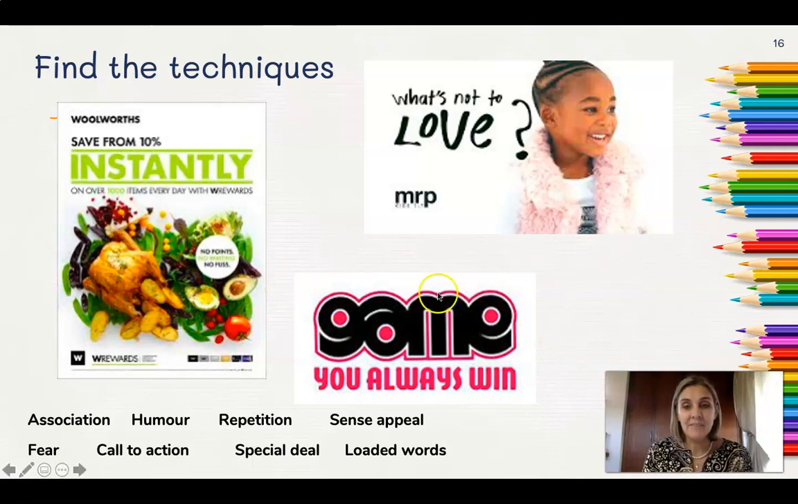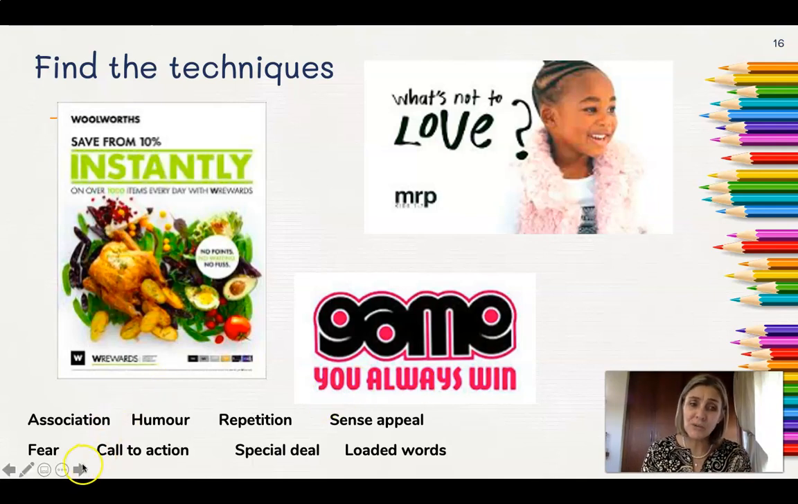And then game, you always win at game. Also loaded words, always, which means whenever you go to game, there's going to be something that you want, and it's going to be a win for you. It's either going to be a good price, or it's going to be the item that you do want. Yeah, a way for them to advertise their store and what you can get there.